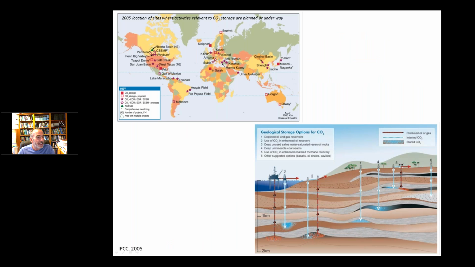So the background for this, starting very broadly, these are 2 images from the IPCC special report on CO2 storage back in 2005. We all know there's a whole range of sites worldwide that are relevant geologically to CO2 storage, that are either planned or underway. This one here is a rather old one now from 2005. And we also know that there are a whole range of different options for storage of CO2, from storage in depleted oil and gas reservoirs, through to use of CO2 for enhancing oil recovery, through to using deeper, unused, saline, water-saturated reservoir rocks for the injection and storage of CO2.